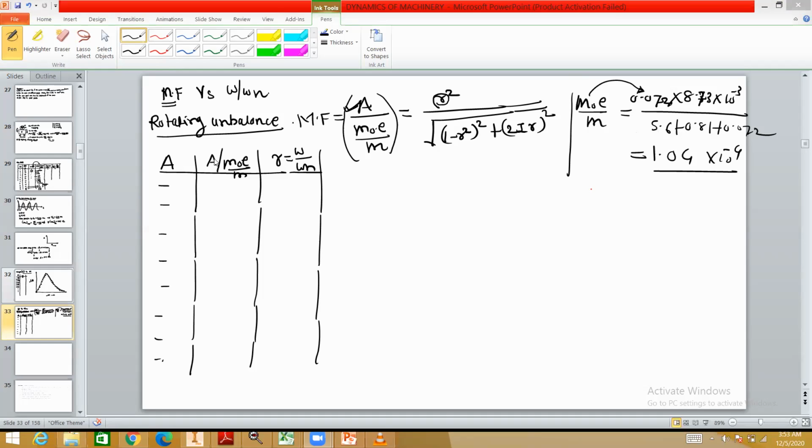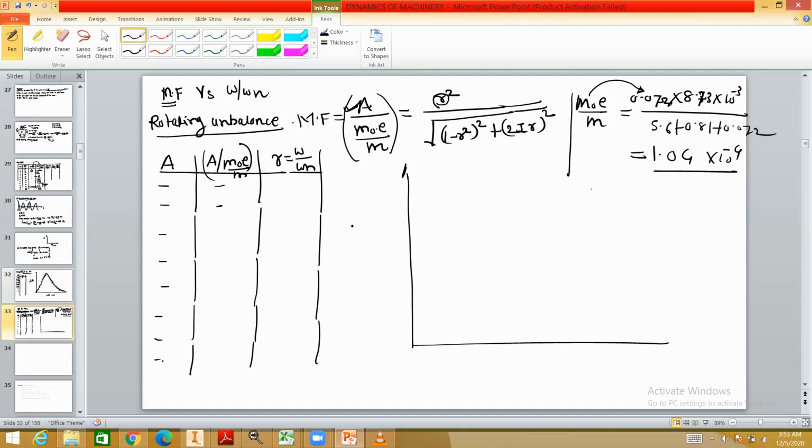From this, find out the magnification factor. So complete this value for each reading of A, and then you have to plot the graph. So this is your second graph. This is m0e upon M, and this is A divided by that. This is called the magnification factor versus frequency ratio omega upon omega n. Okay, so the graph will start from 0. Then we will have the values 1, 2, 3, 4. Similarly, this is 1, 2.